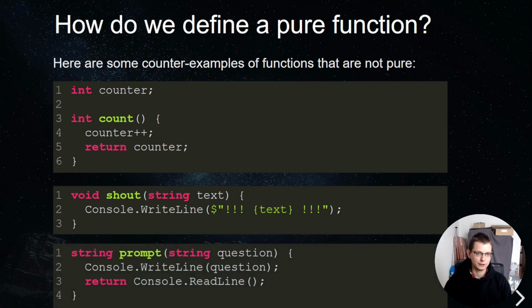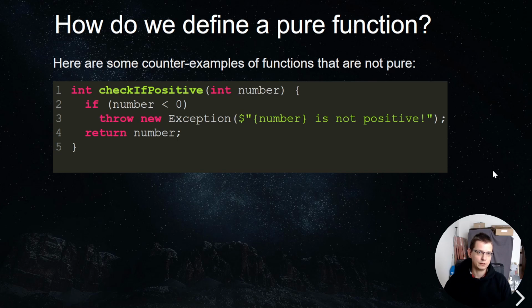Another impure example is prompt, which kind of combines both. It can return a totally different string for the same question because you read that from the user input, but it also does two side effects here and here. So all three of these are impure functions.